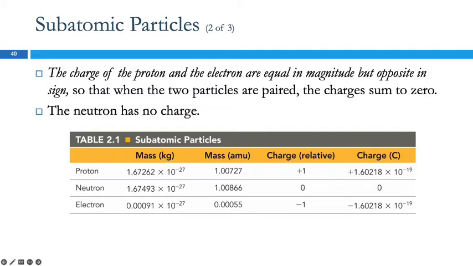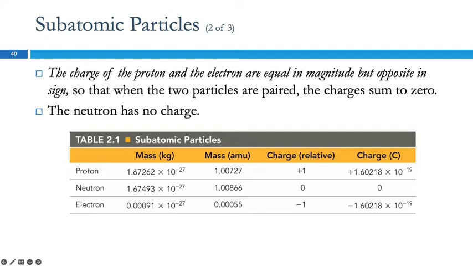The charges can be measured in coulombs, and there they are, but that's not useful for what we're going to be doing. What's useful is the relative charge. A proton and an electron have the same charge that's opposite in sign. The electron's negative, the proton's positive. And so we can just talk about relative charge. Protons +1, electrons -1.